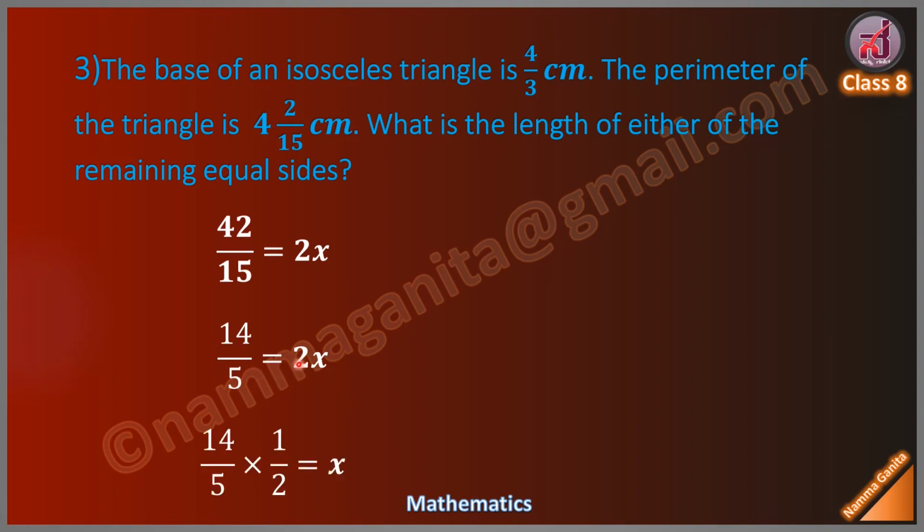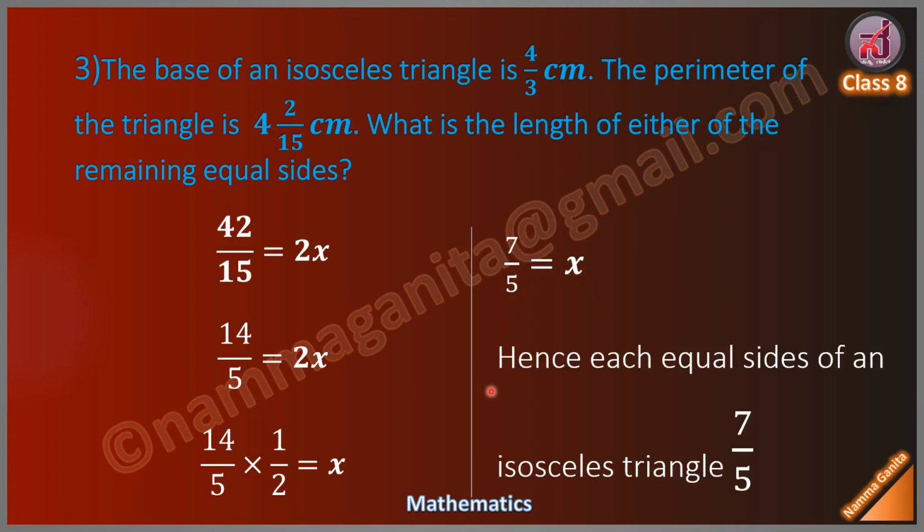Shift this 2 to the left hand side. That is 14 divided by 5 into 1 by 2. Reciprocal of 2 is half. 2 ones are 2, 2 sevens are 14. Therefore, answer is 7 by 5. It is equal to x. Hence, each of the equal sides of an isosceles triangle is 7 by 5.